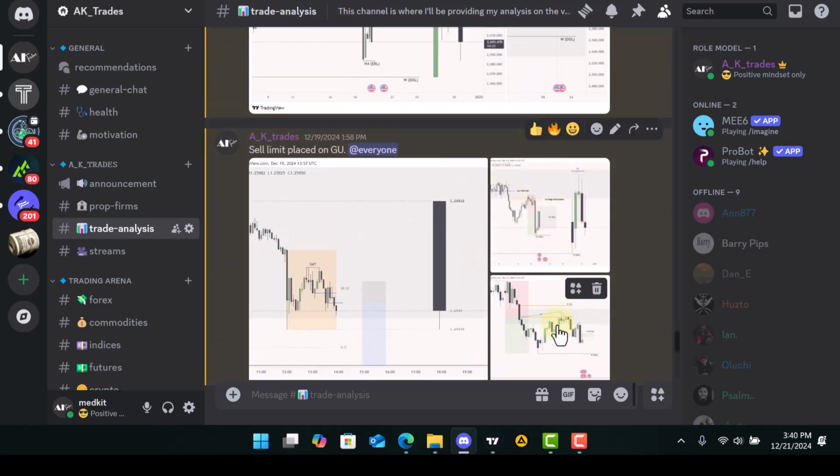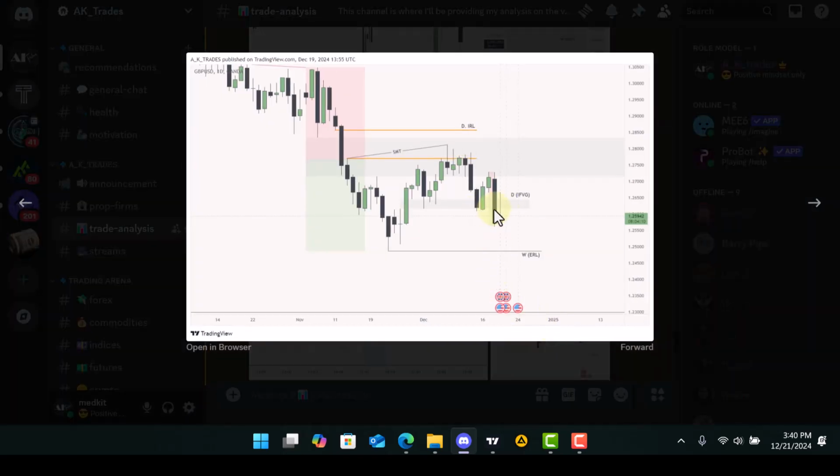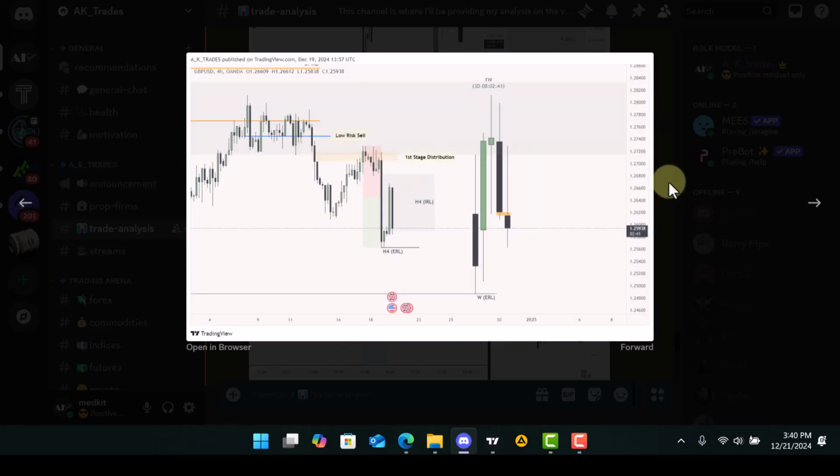That was what I looked for. The inversion occurred, price reacted to the daily order block and the daily inversion fair value gap, closed outside it, and that was where I pounced on my setup.